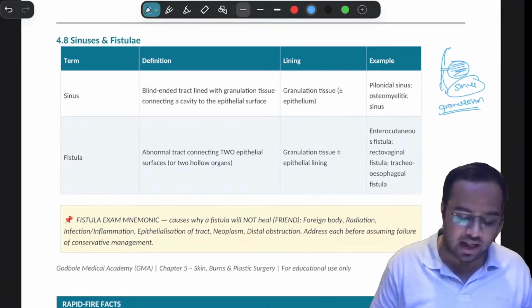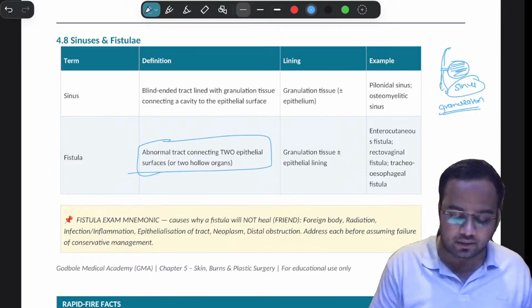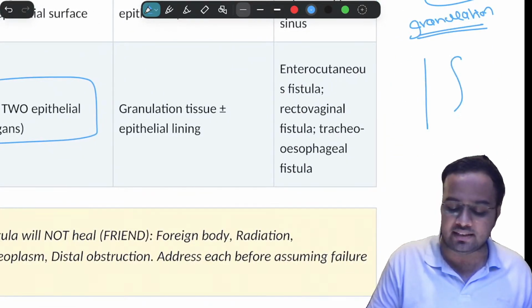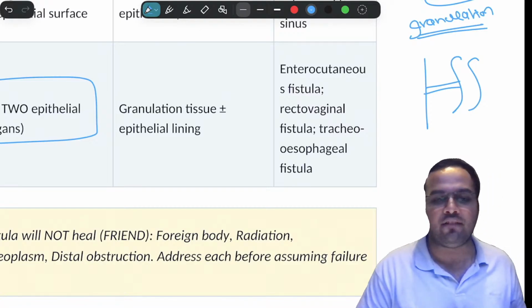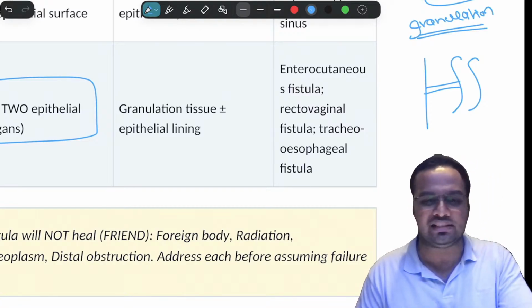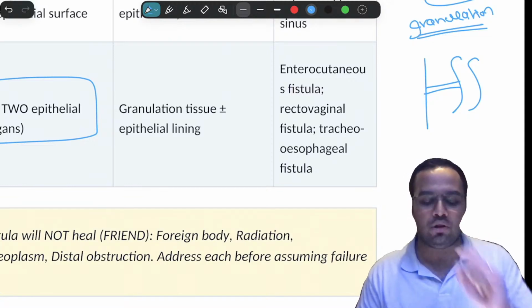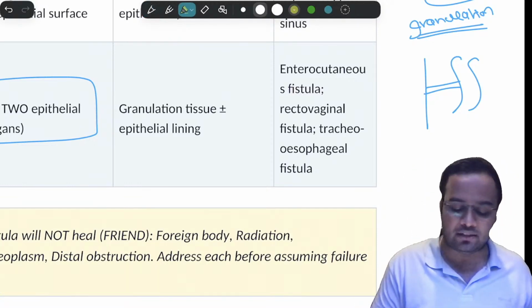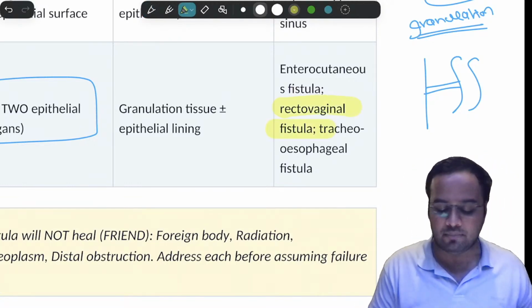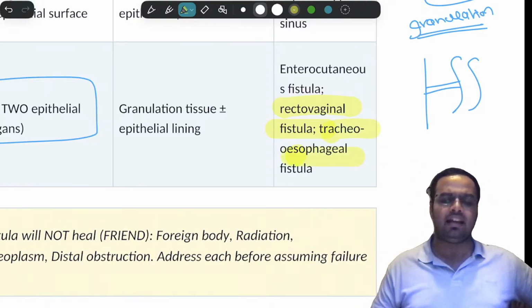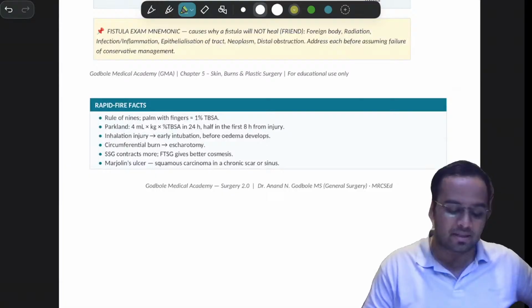Then what is a fistula? It is an abnormal tract connecting two epithelial surfaces or hollow organs. So whenever this is the skin and this is the bowel, and there is a tract between a hollow viscus and the skin, it is called a fistula. So perianal fistula, enterocutaneous fistula, rectovaginal fistula, where the rectum and vagina are connected, or two tubes like the esophagus and trachea. So tracheoesophageal fistula, very much important for you to know.